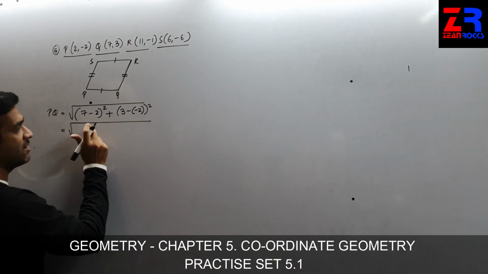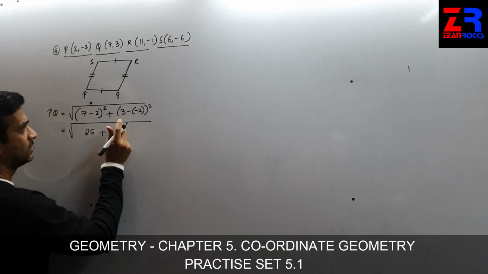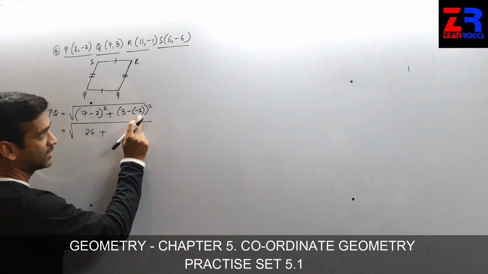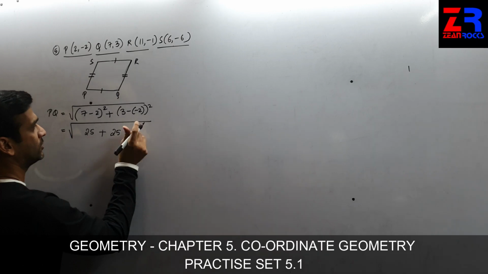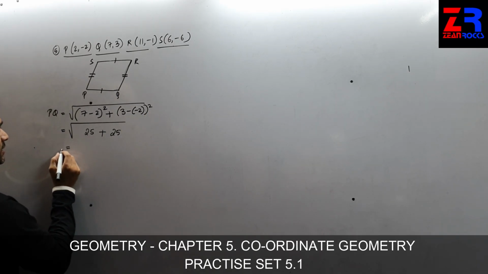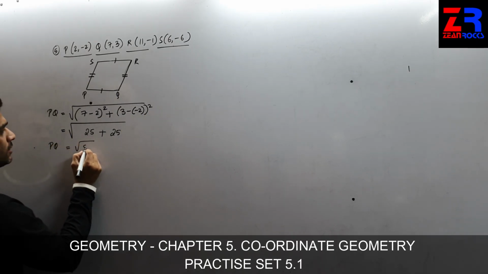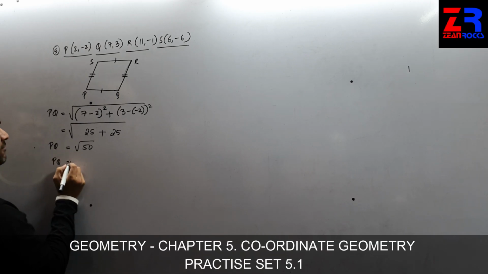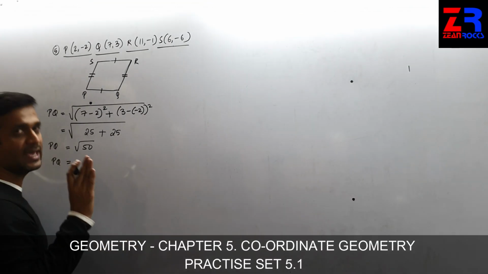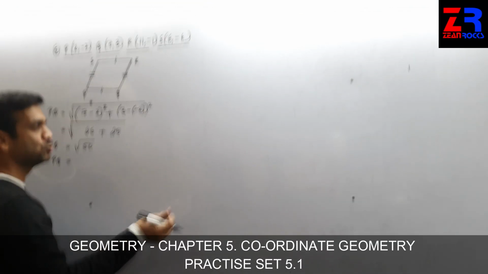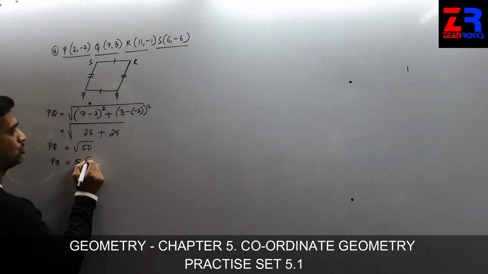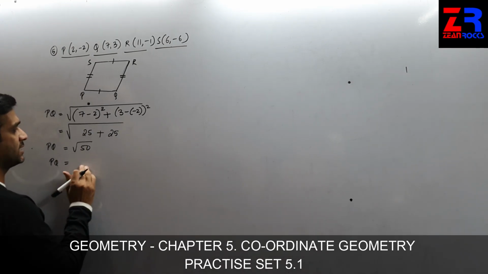7 minus 2 is 5, 5 square is 25. 3 plus 2 is 5, 5 square is 25. 25 plus 25 is 50. Root of 50. Can 50 be factorized? Answer is yes. 25 times 2. So 25 becomes 5, root 2. It can be written this way.